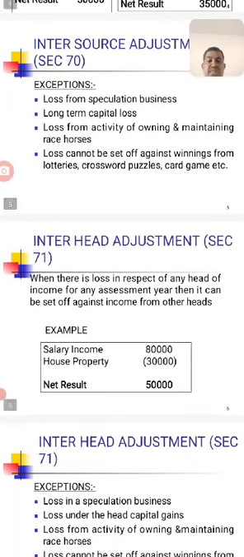Next we see the inter-head adjustment, Section 71. Now we see inter-head adjustments. This loss can go against the other heads of income.